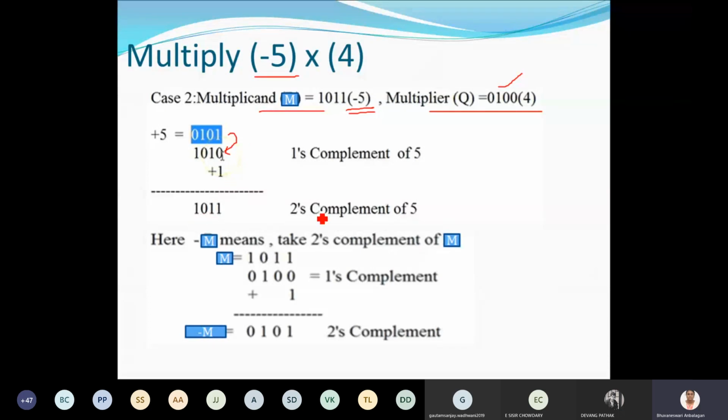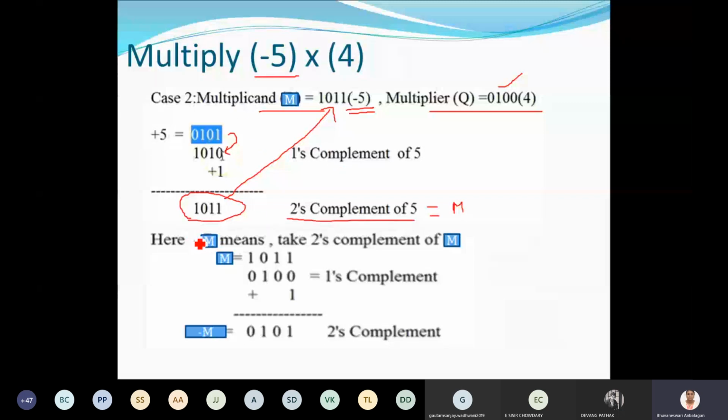So what is the value you will get? You will get the 2's complement of the number. That is the actual value of m. So m is equal to what? 1, 0, 1, 1. This is the value you have to take for the multiplication operation. Do you understand this step? This is nothing but the binary equivalent of the number, the 2's complement of the given number.